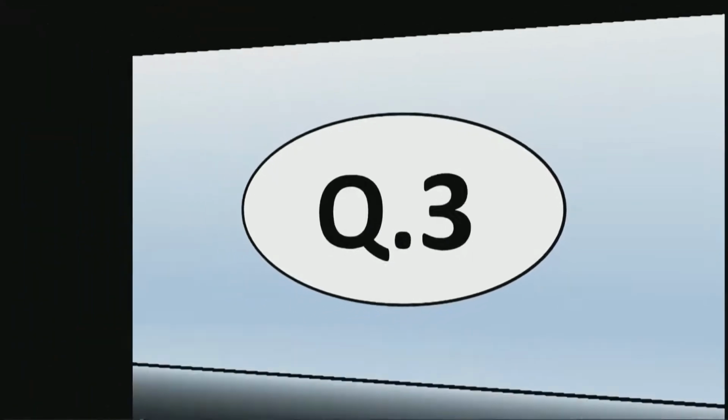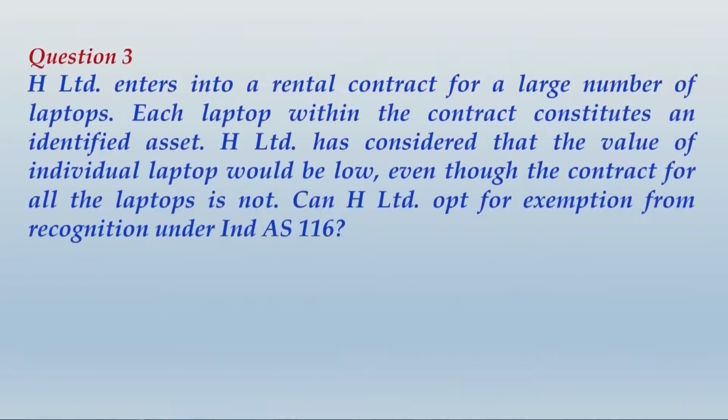Let us move ahead and use this concept for solving question number 3. So in question number 3, what is given? H Limited enters into a rental contract for a large number of laptops. Each laptop within the contract constitutes an identified asset. H Limited has considered that the value of individual laptop would be low even though the contract for all the laptops is not. Can H Limited opt for exemption from recognition under Ind AS 116?